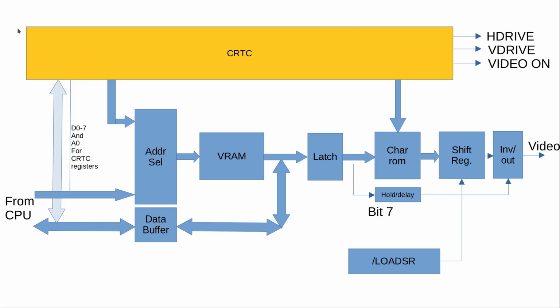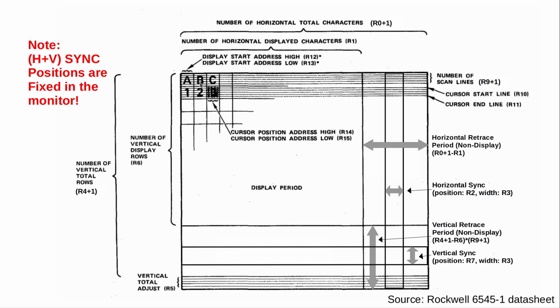So aside from this being a single chip that includes a lot of components that have been on discrete logic in the previous models, this also allows us to create a complete dynamic video timing. So you can see here all of the values here, the number of horizontal displayed characters, number of horizontal total characters, the horizontal sync position, or the width of the sync, or the number of total rows. Everything is determined by specific registers in the CRTC.